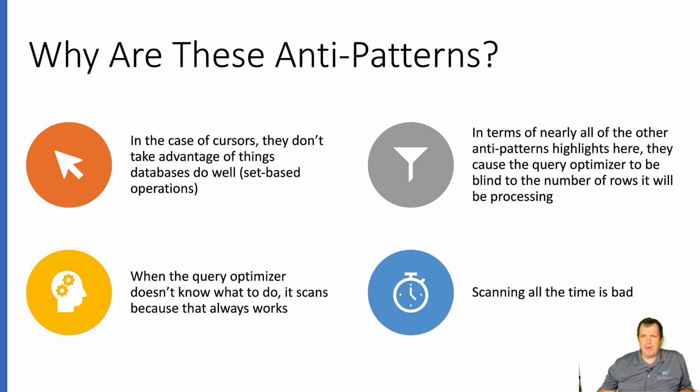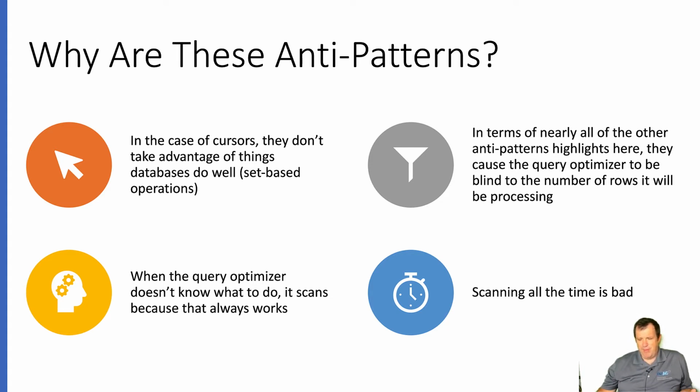All of these anti-patterns, like the nested views, SQL Server can only read so many statistics, cursors and table valued functions. Those are things where SQL Server just doesn't know how many rows, so it takes a fixed guess, at least prior to SQL 2017. When the query optimizer doesn't know what to do, it scans, because that always works.